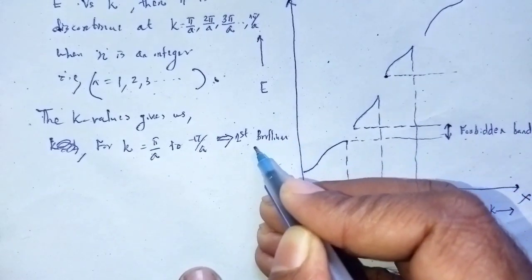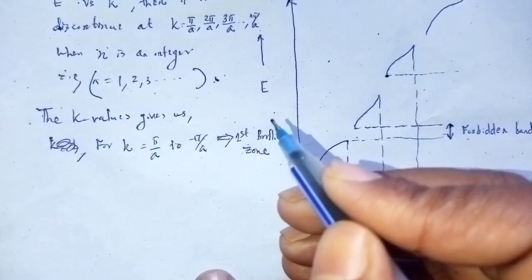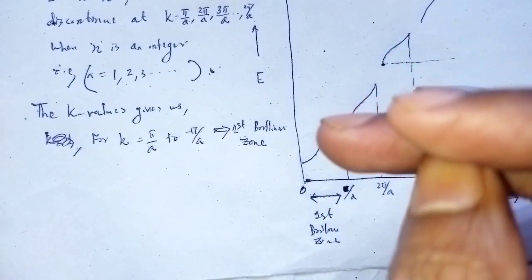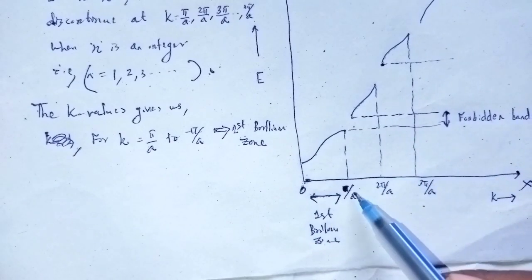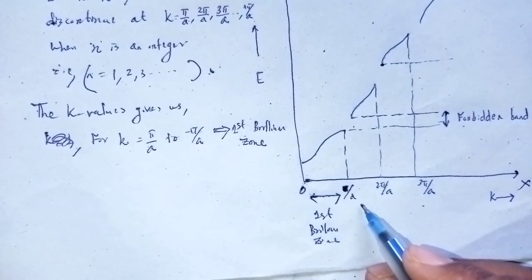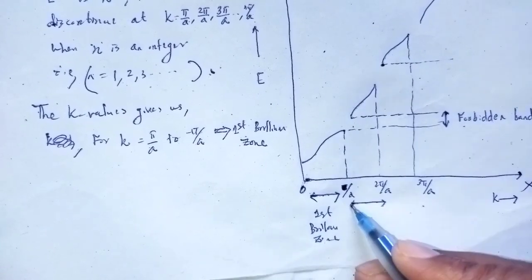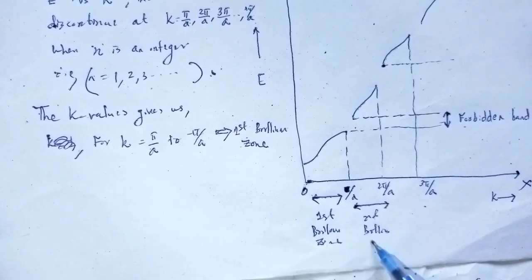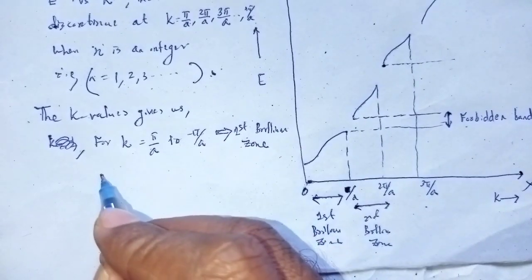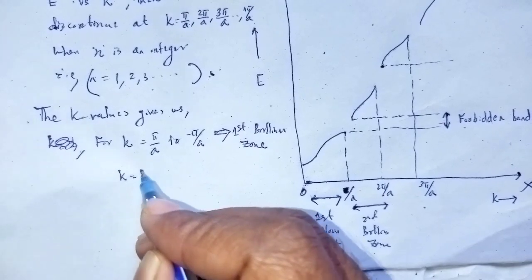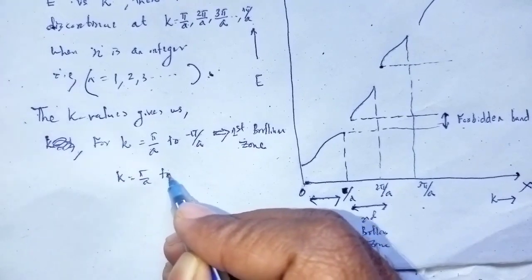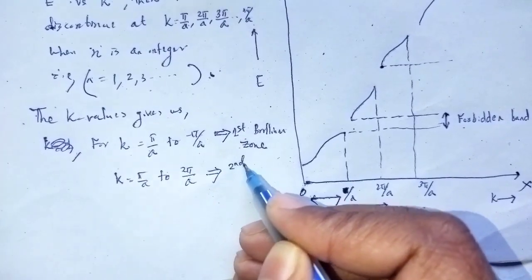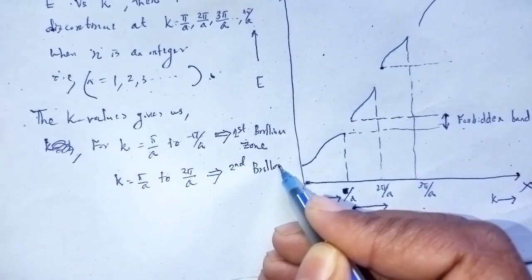First Brillouin zone. Next, for k from pi by a to 2 pi by a, it is the second Brillouin zone. For k, pi by a to 2 pi by a, that is the second Brillouin zone.